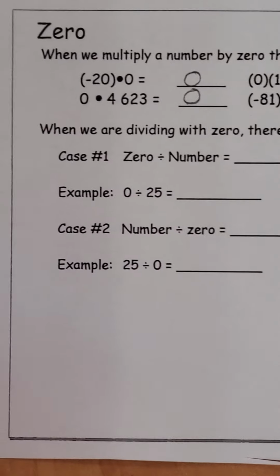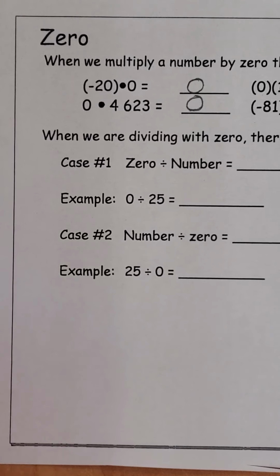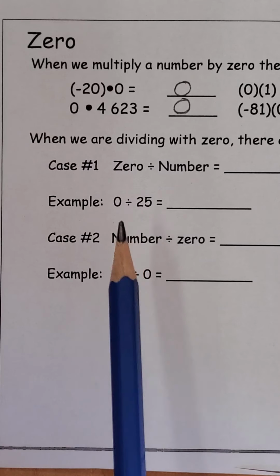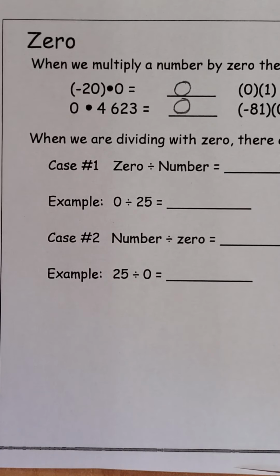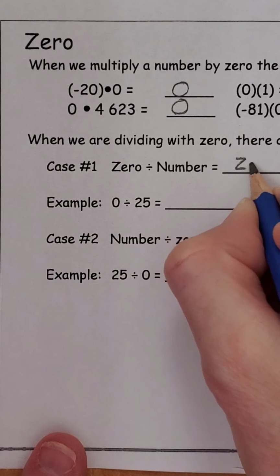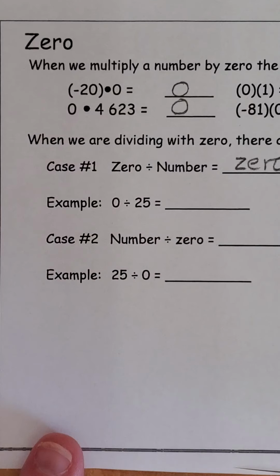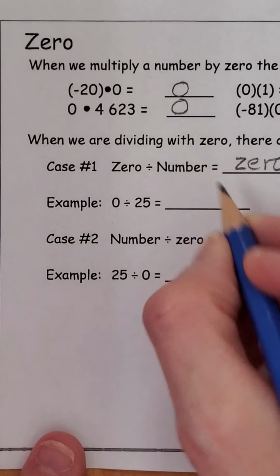Now, dividing by 0 is, I think, a different one, and I'm not sure if you're familiar with it, but I guess we'll find out. So 0 divided by a number, let's say 25. Right? What do you think that would be? Well, it is 0. If I have nothing and I want to share that nothing with 25 people, how much will everybody get? Nothing.